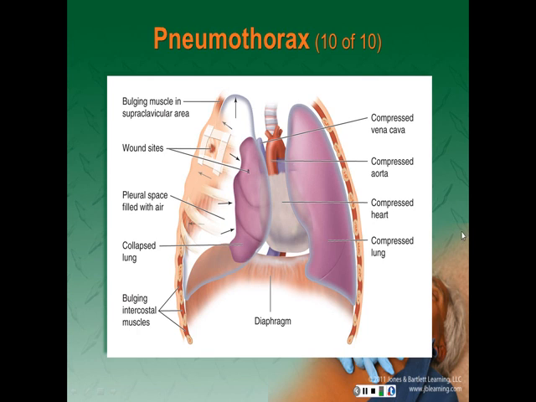Pre-hospital treatment includes providing high-flow oxygen, requesting ALS support or transport immediately, and needle decompression to be performed by ALS personnel or emergency department staff, depending on your local protocols.